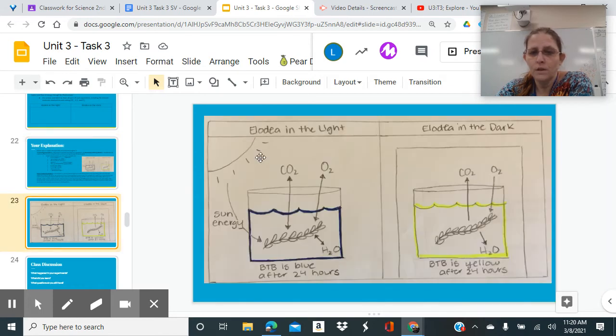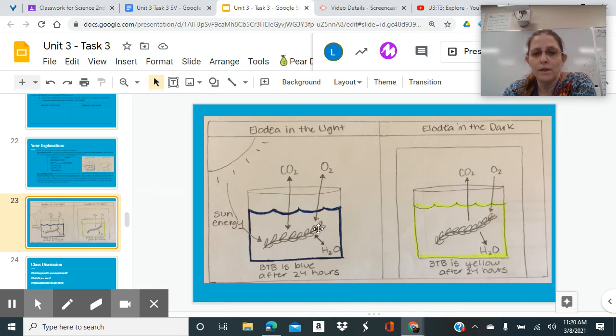Okay. So the Elodea in light stayed blue after 24 hours, and then your sun's energy comes in, your CO2, your oxygen, and your H2O. So this is an example of a picture that you could replicate if you understand it, to help you understand. So I want some flow chart. I want some energy coming in to the Elodea plant. H2O is coming in and out of the plant. Oxygen is given off. CO2 is going in, that sort of thing.